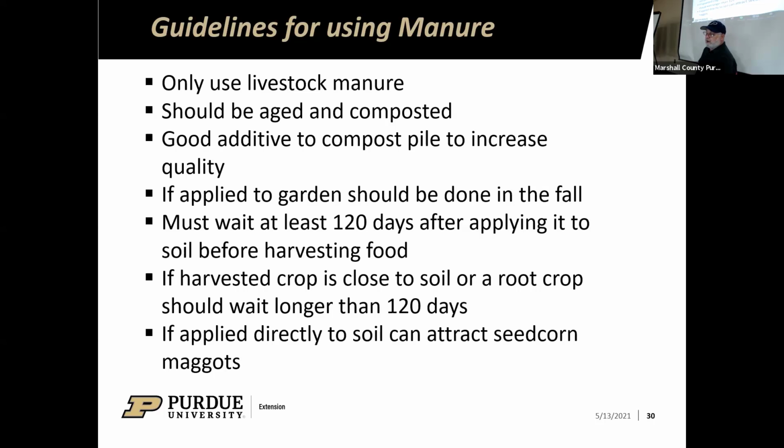If we're harvesting crops that are close to the soil or in the soil, like root crops, it should be longer than 120 days due to the pathogens. There's a potential for pathogens present in the manure to live up to a year, and we all hear the recalls associated with this kind of a problem, particularly on our greens that are harvested and sold. If applied directly to the soil, manure can attract seed corn maggots if it's applied in the spring. Another reason to apply it in the fall: if the seed potatoes are in the soil and not growing rapidly, the maggots can devastate that crop, as an example.